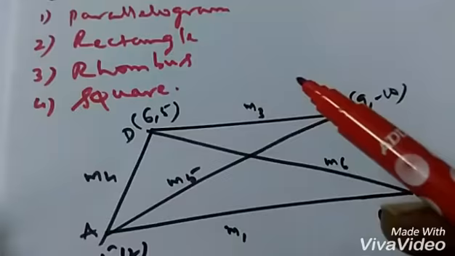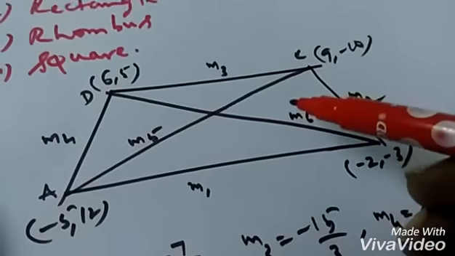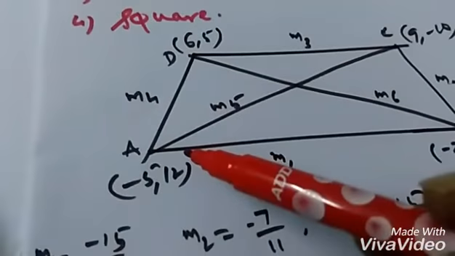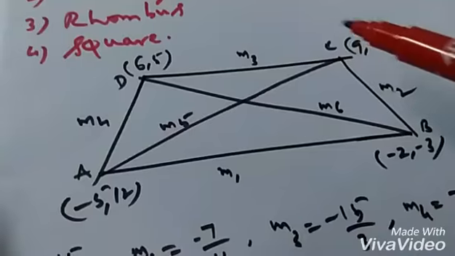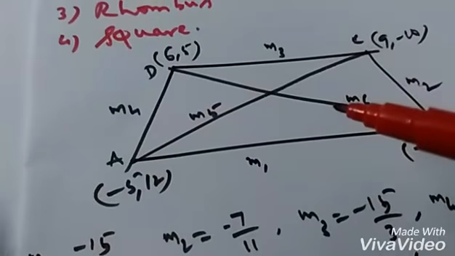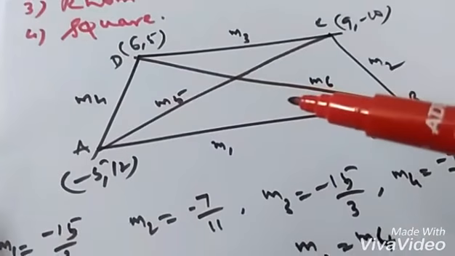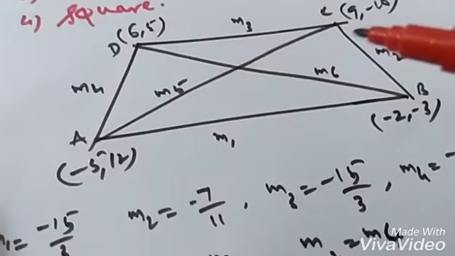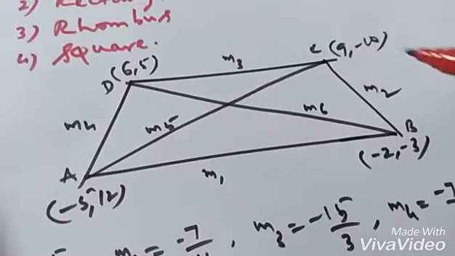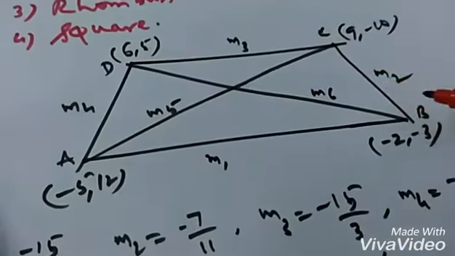I have taken this figure like this, as an assumption, not necessarily a square or parallelogram or anything. Suppose A, B, C, D are the points given, taken in order. Now we need not find any distances. We can find 6 slopes and easily identify what type of quadrilateral it is. Suppose M1, M2, M3, M4 are the side slopes, and the diagonals are M5 slope and M6 slope.